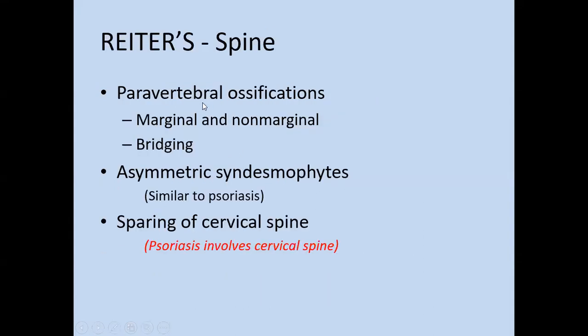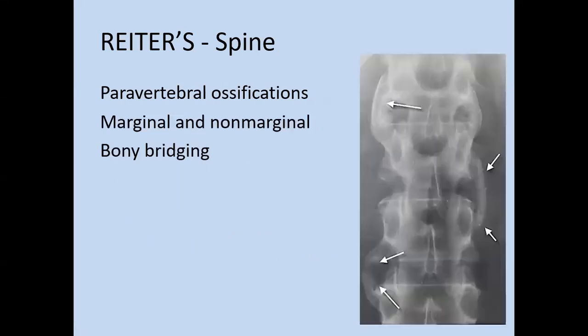And with the involvement of the spine, again, we will have chunky paravertebral ossifications. We will see asymmetric syndesmophytes, similar to psoriasis, and we will see sparing of the cervical spine. This is completely in contrast with psoriasis. Remember, we said with psoriasis, the first thing to be involved is the cervical spine. Reiter's tends to be more distal than proximal. Even in the appendicular skeleton, there's more involvement of the lower limb than the upper limbs.